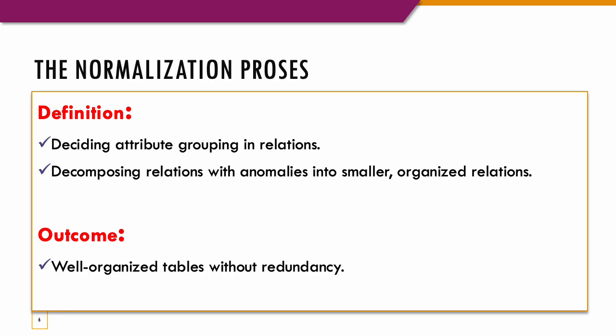So the outcome of normalization is a set of well organized tables that avoid redundancy. Each piece of information is stored only once, which reduces unnecessary duplication and also prevents anomalies. With a clear structure, the database avoids update, insert, and delete anomalies, making it easier to maintain consistency.